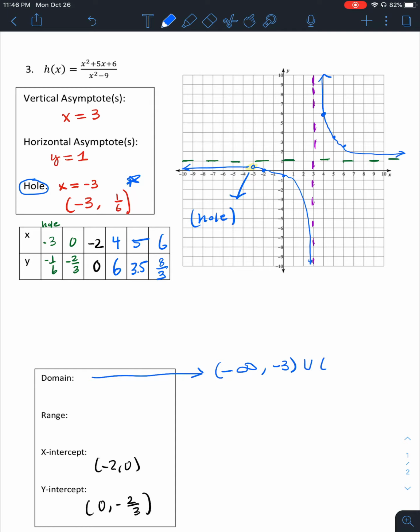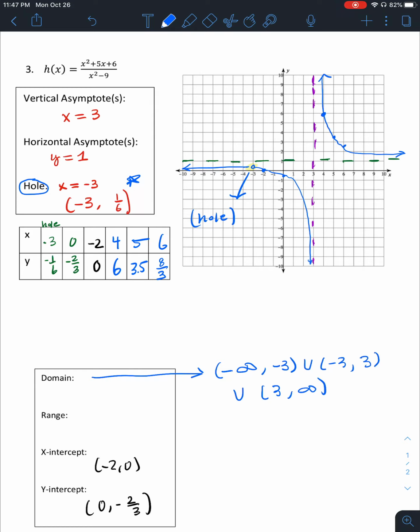Then we go from negative 3 to our next x value where we run into a problem, and that would be at 3 because there's a vertical asymptote. And then I go from 3 to infinity because I no longer have any issues after that. So that's how you do your domain. It's all your possible x values.